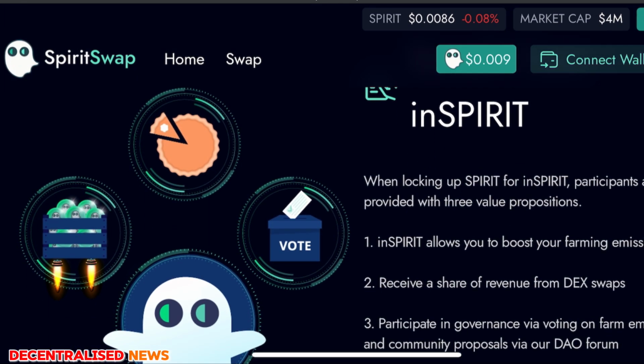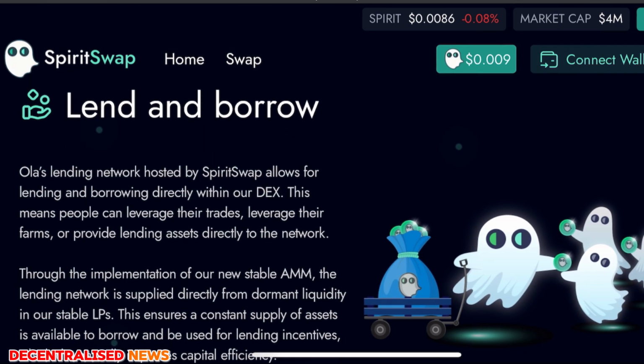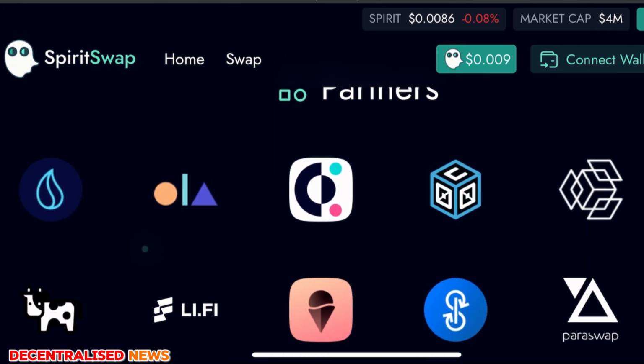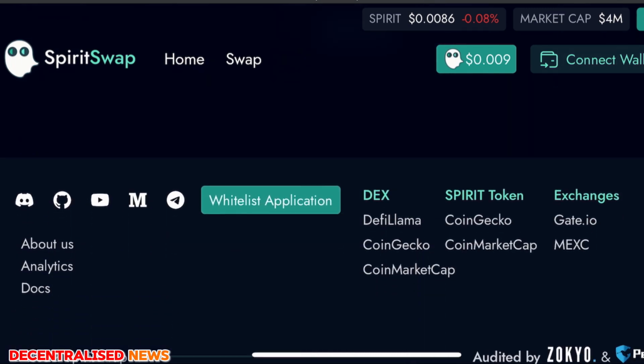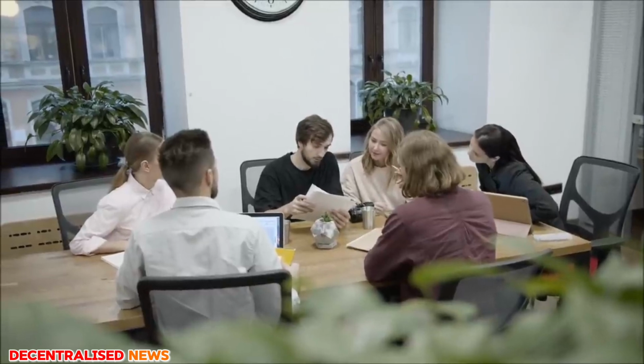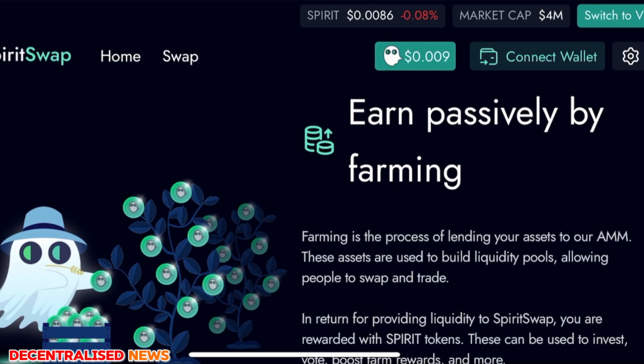For token exchanges, SpiritSwap also simplifies the process through its automated market maker liquidity pools, with a notable reduction in the vAMM fees from 0.3% to 0.18%. This is just to help foster a more positive ecosystem feedback loop as well. They do have a competitive fee structure, also introducing the stable automated market maker set at 0.01%, which is pretty good.